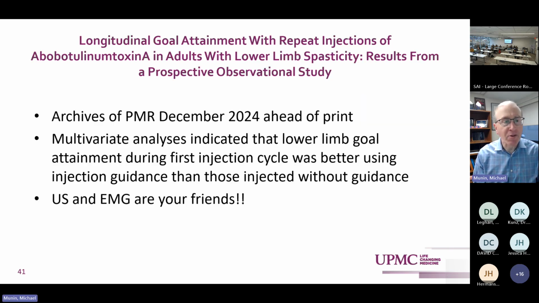Okay, and I think I'm going to finish up with this. This is a study that just came out, I think, last week. I'm not part of this group. Alberto Esquenazi and the ABOLISH researchers did a longitudinal goal attainment study with repeat cycles of injections in patients with lower limb spasticity, a prospective observational study. They did a multivariate analysis, and their primary outcome was the goal attainment scale.